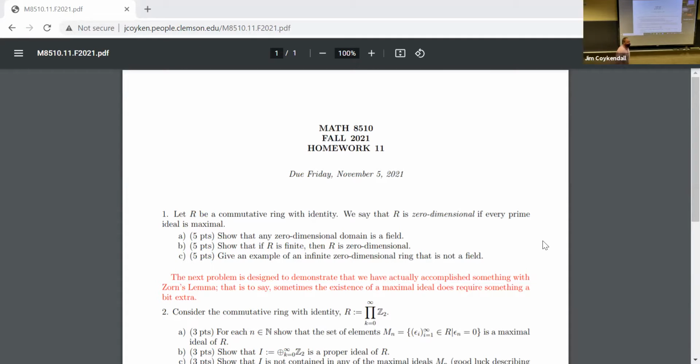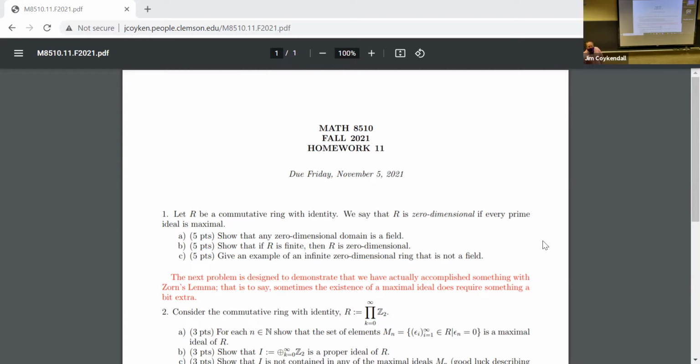Okay, let me say a couple of words about the next homework. Let R be a commutative ring with identity. You say that R is zero dimensional if every prime ideal is maximal. By the way, how many of you have already heard those kind of words before, prime and maximal? We're going to formally define this in a moment. Number A, show that any zero dimensional integral domain is a field. Number B, show that if R is finite, then R is zero dimensional. So any finite ring has this property that every prime ideal is maximal. And finally, give an example of an infinite zero dimensional ring that is not a field.